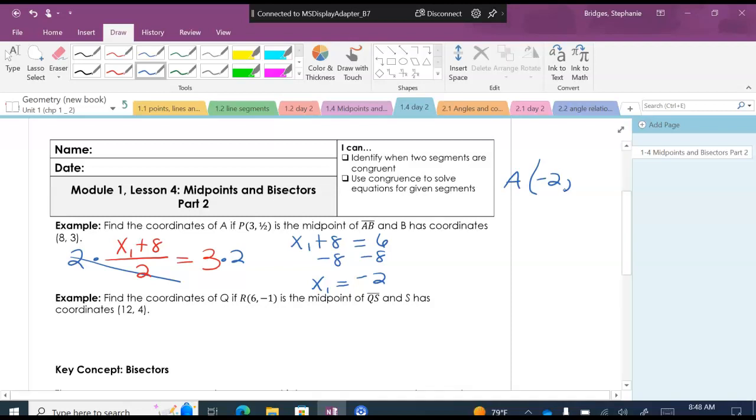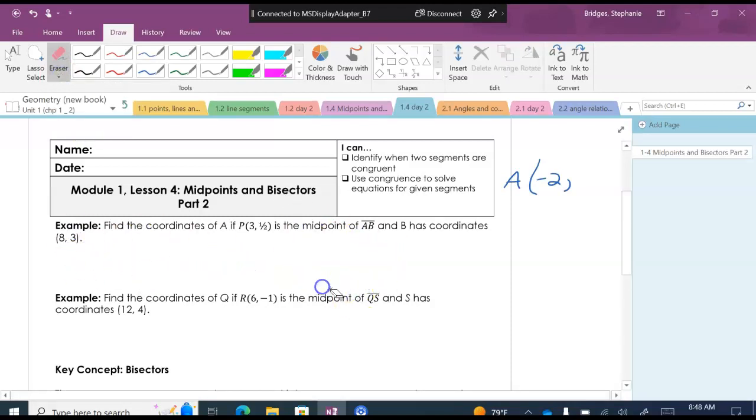Okay, setting this up, exact same thing, except we're just finding the y value this time. I'm going to erase that and start over. So I get y sub 1 plus 3 divided by 2 equals my 0.5. And then to solve, we do it exactly the same way. How do we get rid of this 2? Multiply. Those are going to cancel. That leaves me with the y sub 1 plus 3.